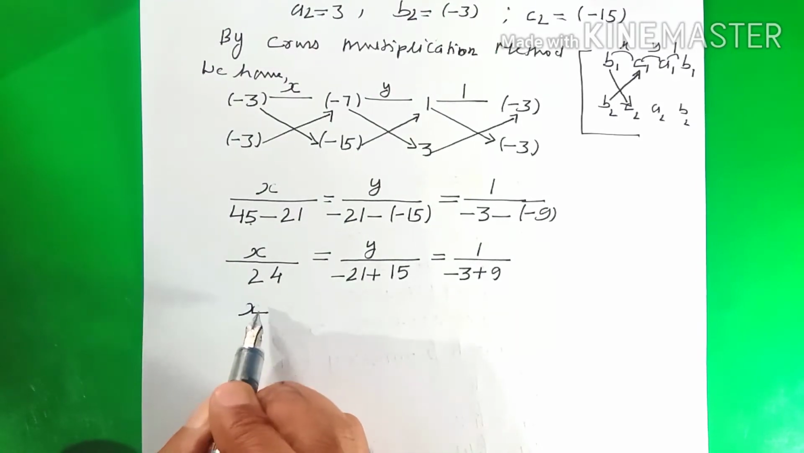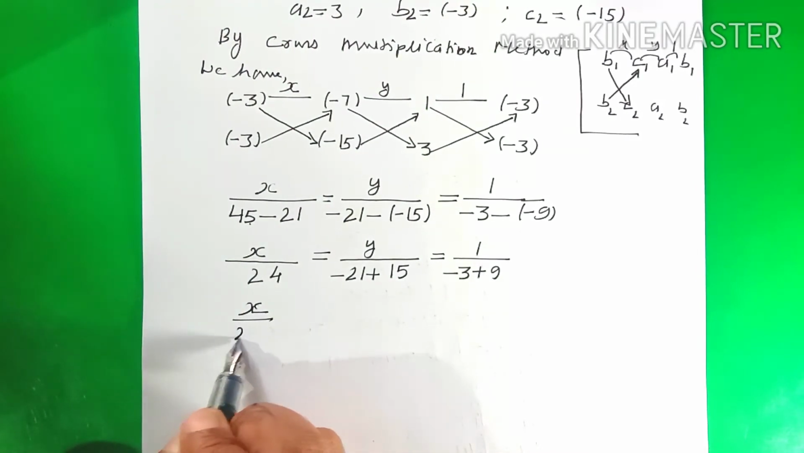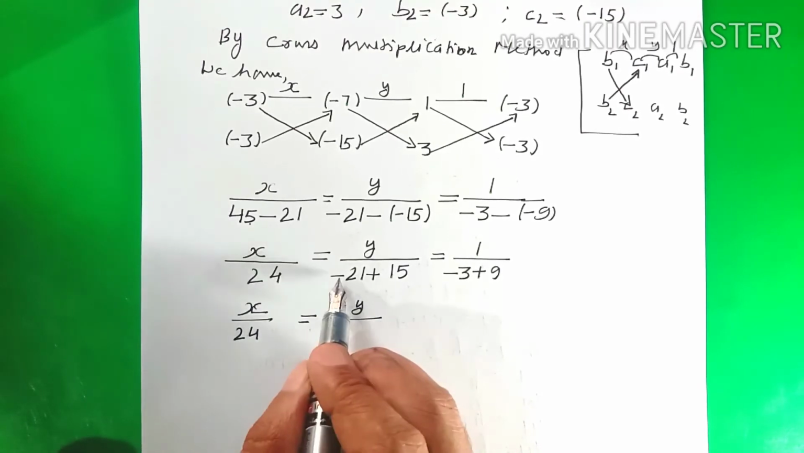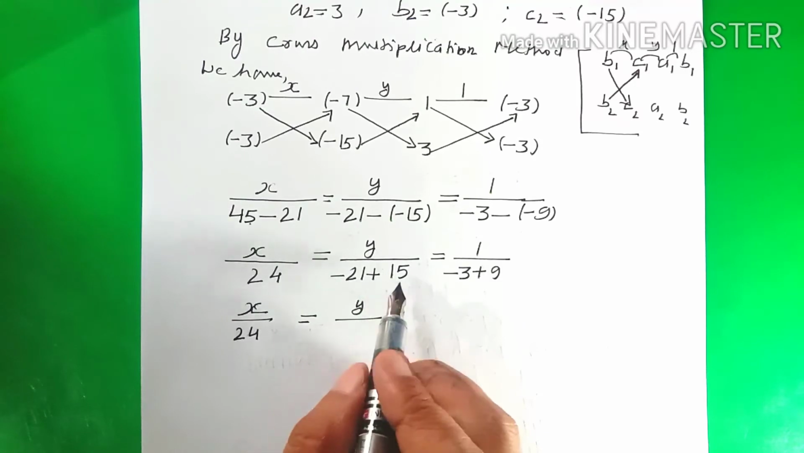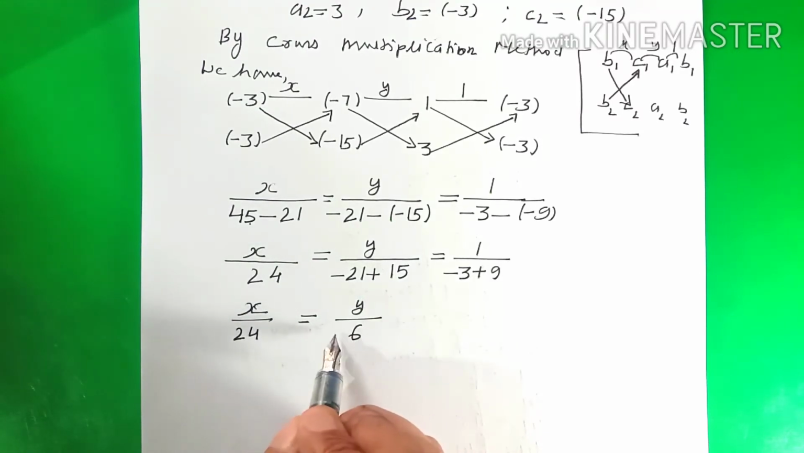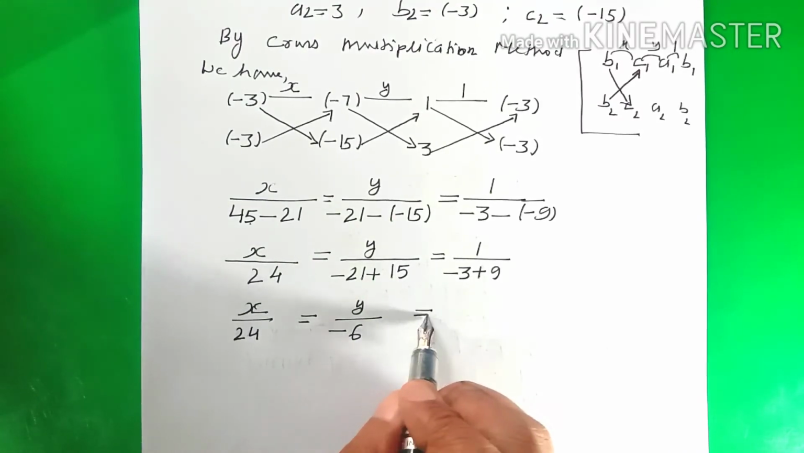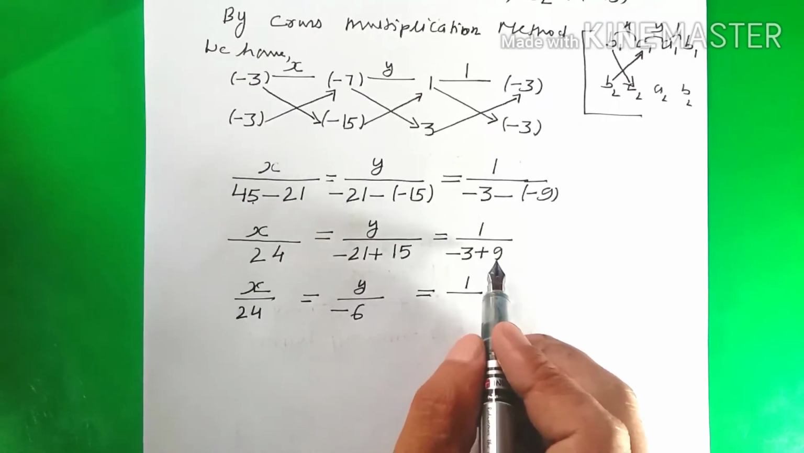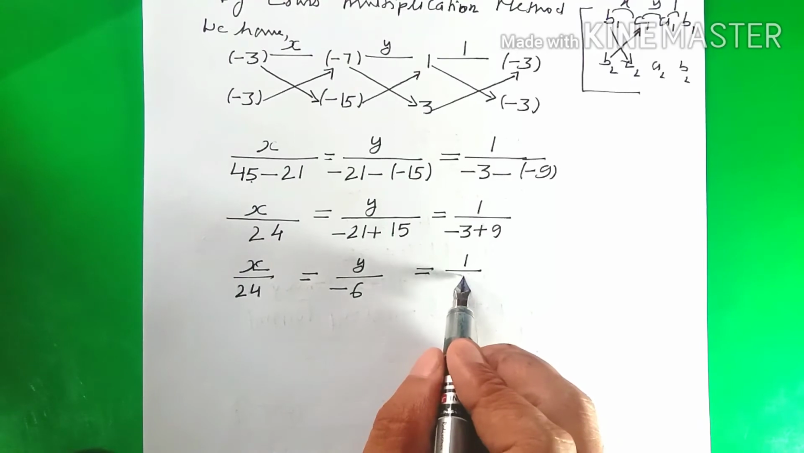You'll have to drop again here the same term, x upon 24 also equals to y upon minus plus minus 21 minus 15, 6, negative sign, also equals to 1 divided by minus plus will be minus 9 minus 3, which is equal to 6.